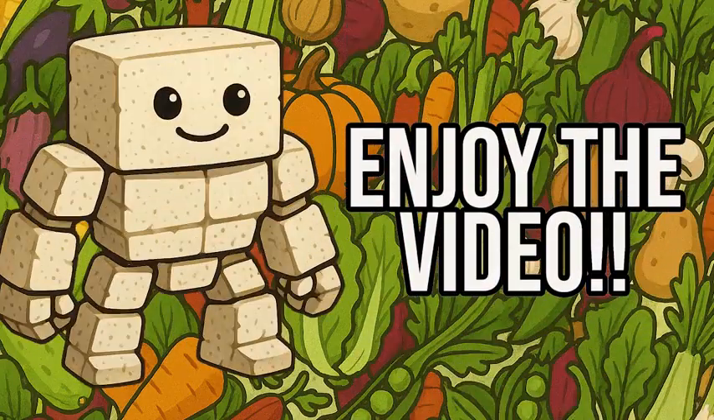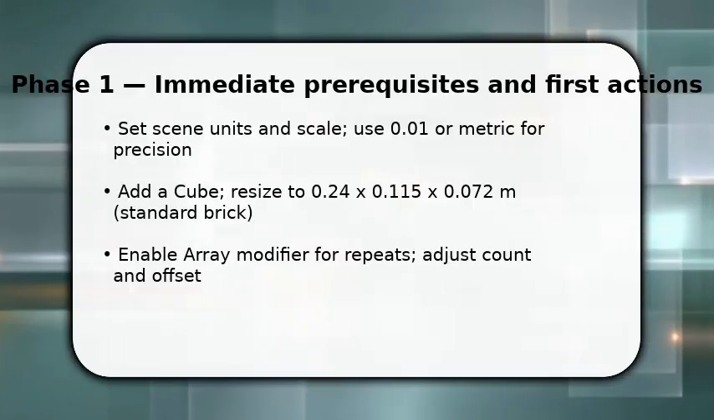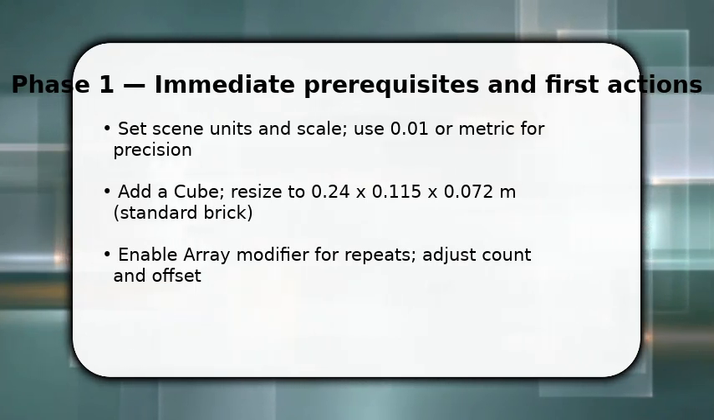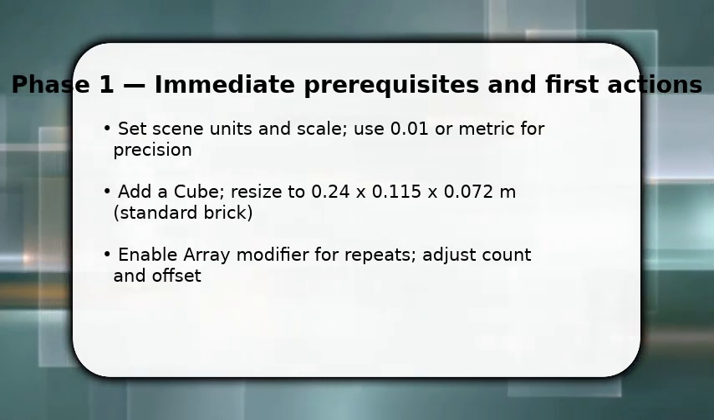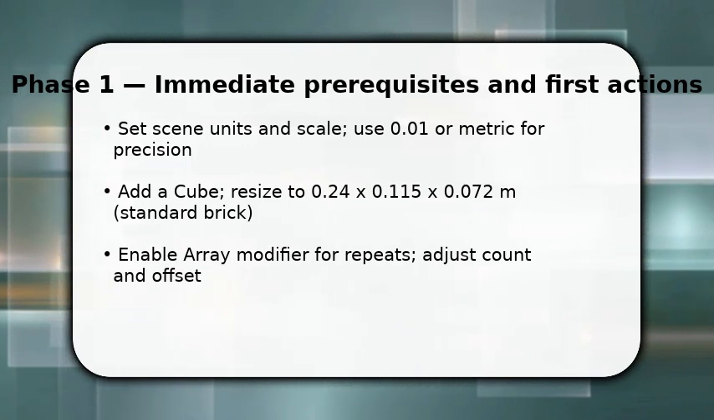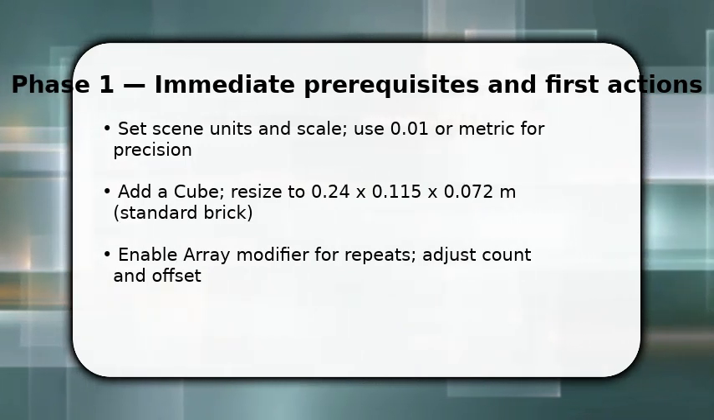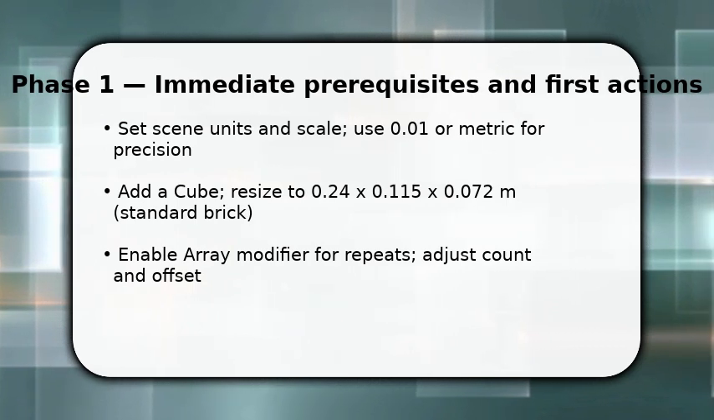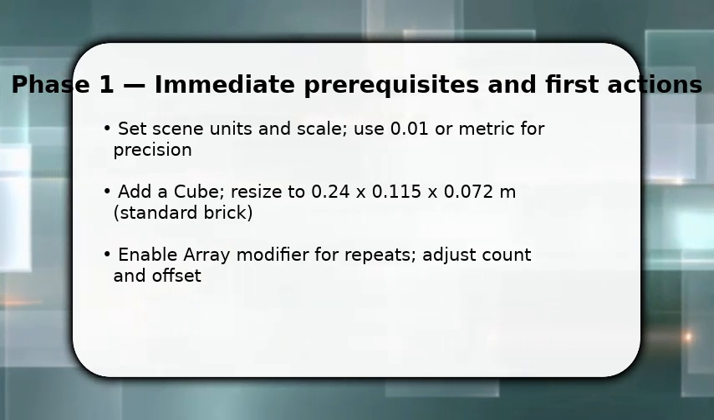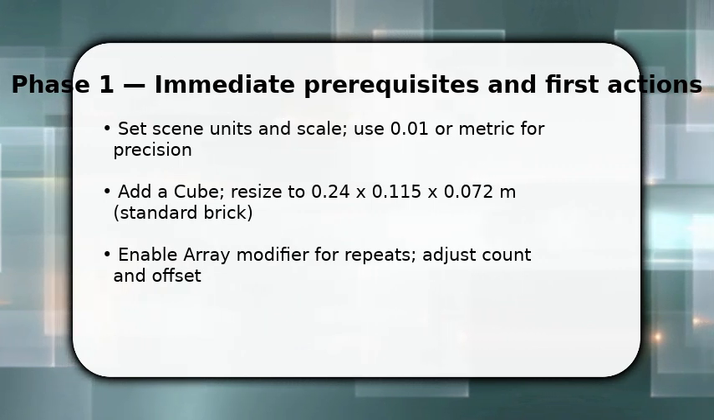Please enjoy the video. You begin by creating the physical brick. In object mode, set units and scale so transforms are predictable, then add a cube and enter exact dimensions for a standard brick. Once done, switch to modifiers and add an array to create multiple bricks quickly. This saves time on alignment.